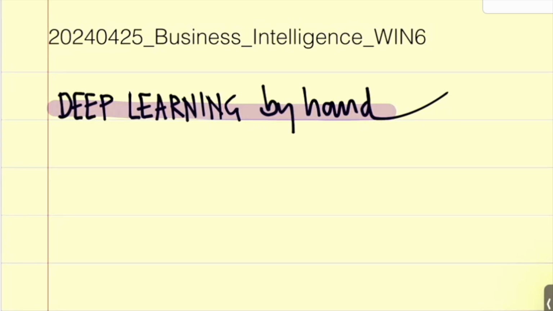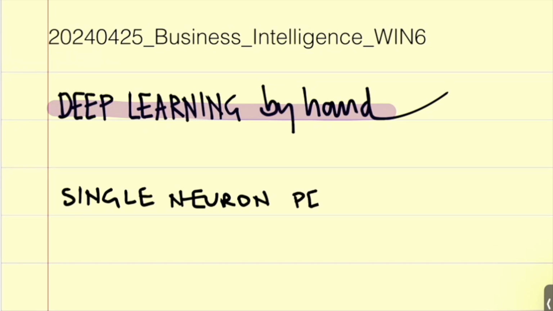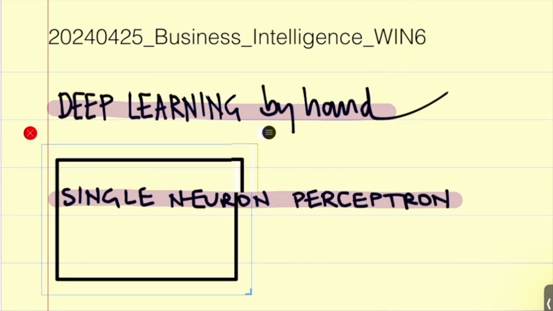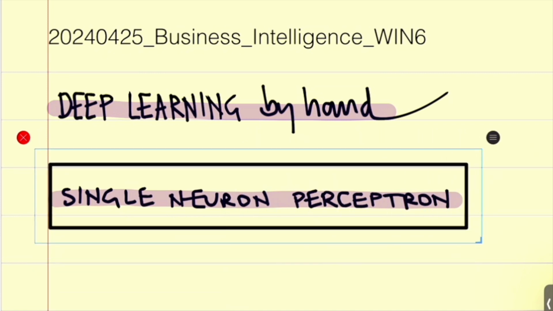So the first element that we will look at is the single neuron. It's the simplest form of, it's not even deep, it's the simplest form of learning. Okay? Single neuron, perceptron. Okay? It's our first concept today. We will look at different concepts, but this is our first concept today.